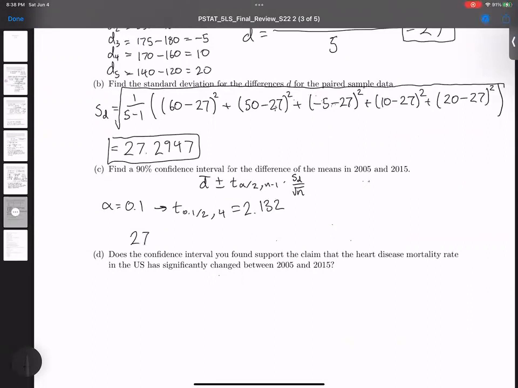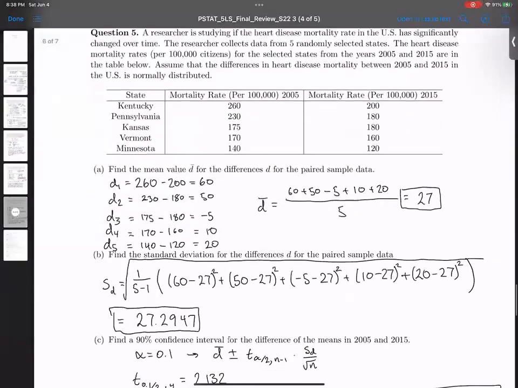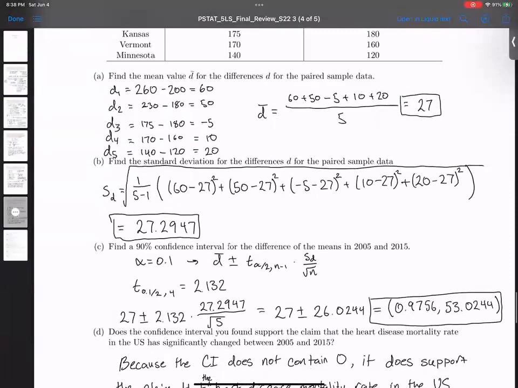So this is d bar, which is 27 from part A, plus or minus 2.132 times 27.2947, all divided by the square root of 5, which is equal to, let's just look back, 27 plus or minus 26.0244, which gives us 0.9756 and 53.0244.